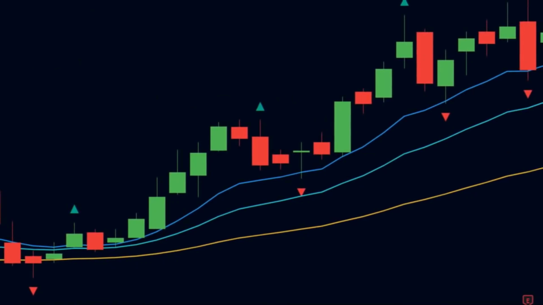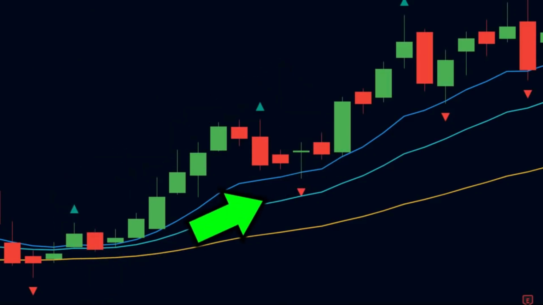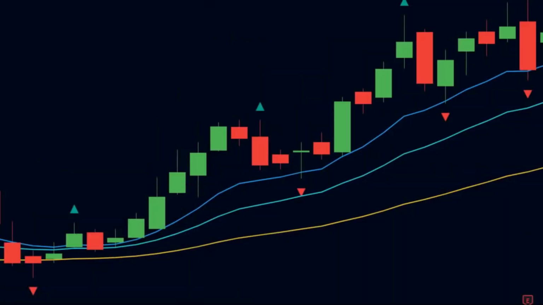Now let's look at a buy setup. On this chart, we can clearly see that the price was trading above the EMAs, and the EMAs were all sloped upwards. The 10 EMA was above the 20 EMA, and the 20 EMA was above the 50 EMA. So this is a sign of a clear uptrend. In an uptrend, we want to look for buying setups only.